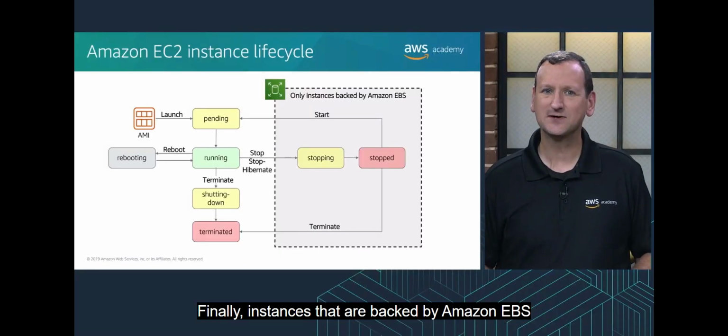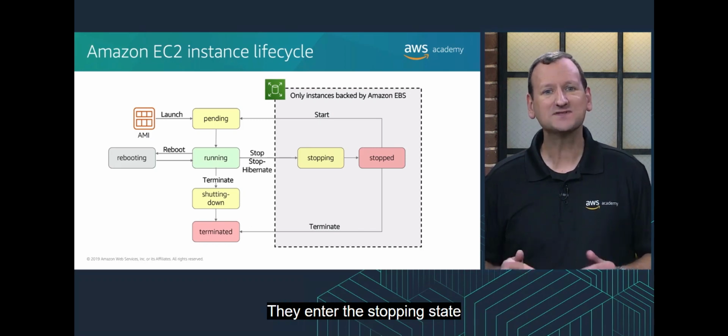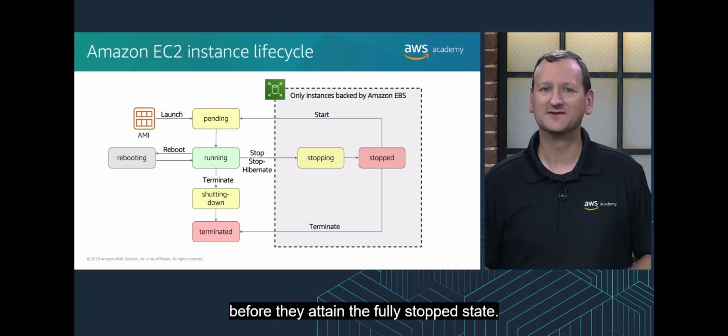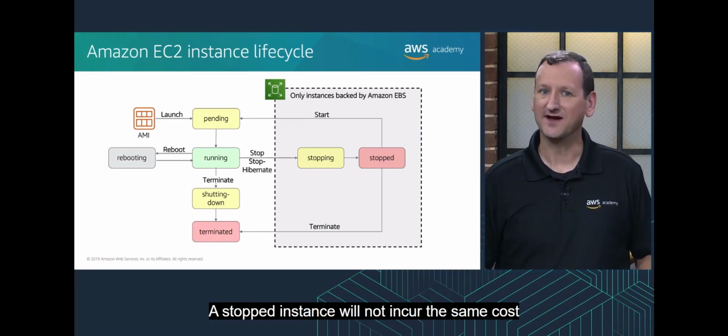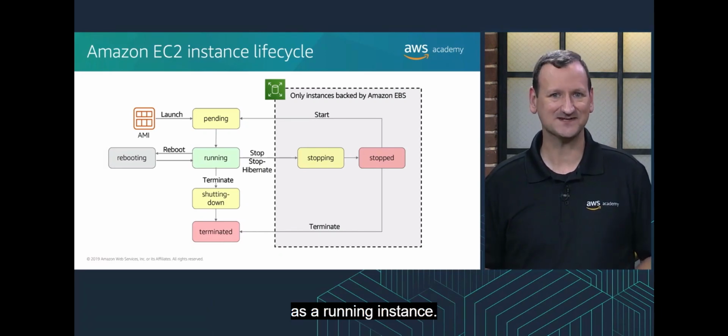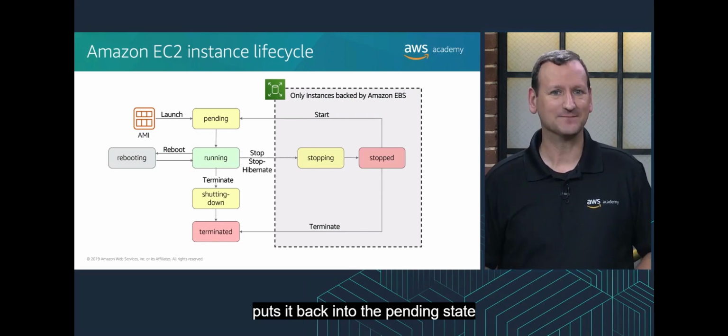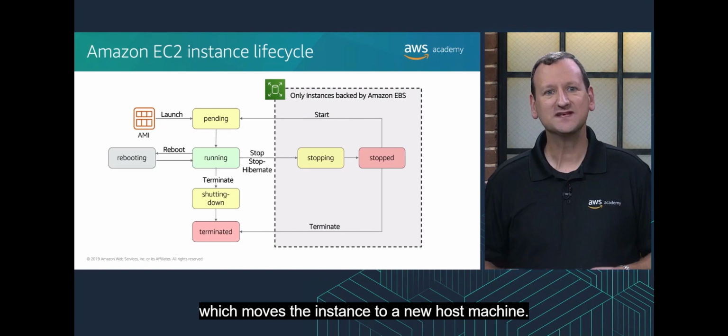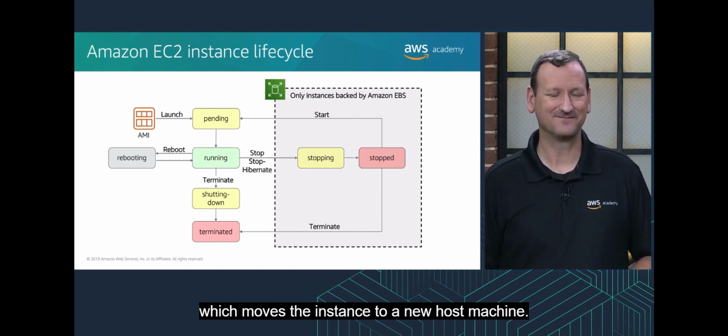Finally, instances that are backed by Amazon EBS can be stopped. They enter the stopping state before they attain the fully stopped state. A stopped instance will not incur the same cost as a running instance. Starting a stopped instance puts it back into the pending state, which moves the instance to a new host machine.